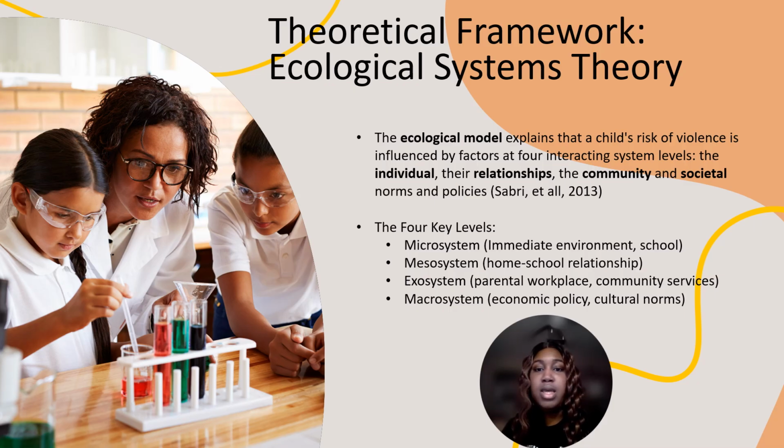The four key levels are the microsystem, which is the child's immediate environment and school; the mesosystem, which is the home and school relationship; the exosystem, which could be the parents' workplace or community services; and the macrosystem, which is economic policy or the child's cultural norms.